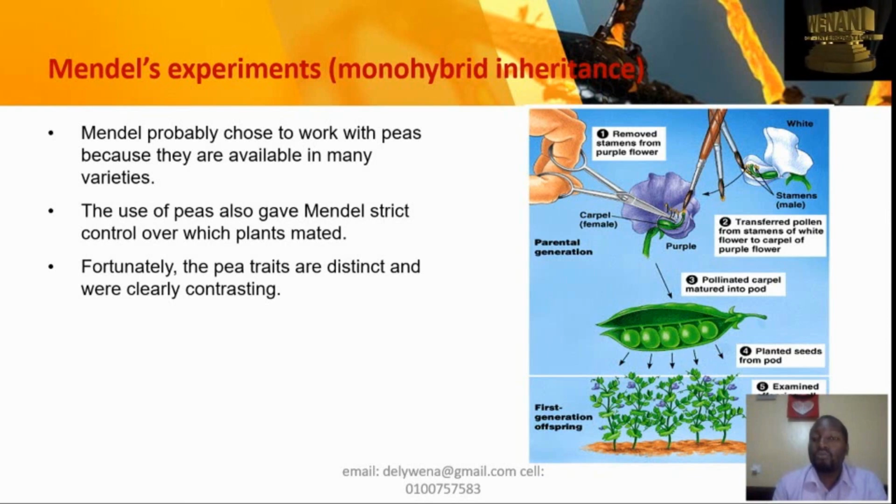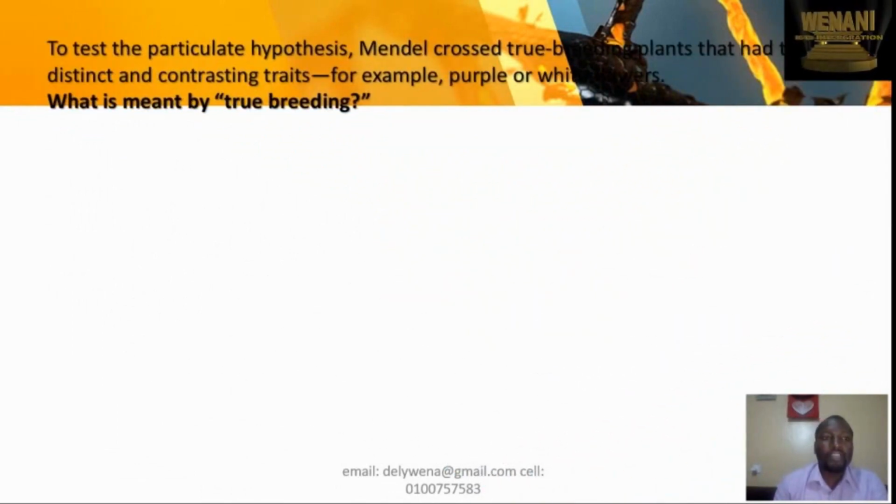He was removing and replacing the male and female parts to make sure that there was no self-fertilization. Like from the first, number one, they are removing stamens from a purple flower so that it cannot self-pollinate, so that the white flower can pollinate the purple flower for him to get the expected results. Also, to test the particulate hypothesis, Mendel crossed two true-breeding plants that had two distinct and contrasting traits. For example, he used purple and white.